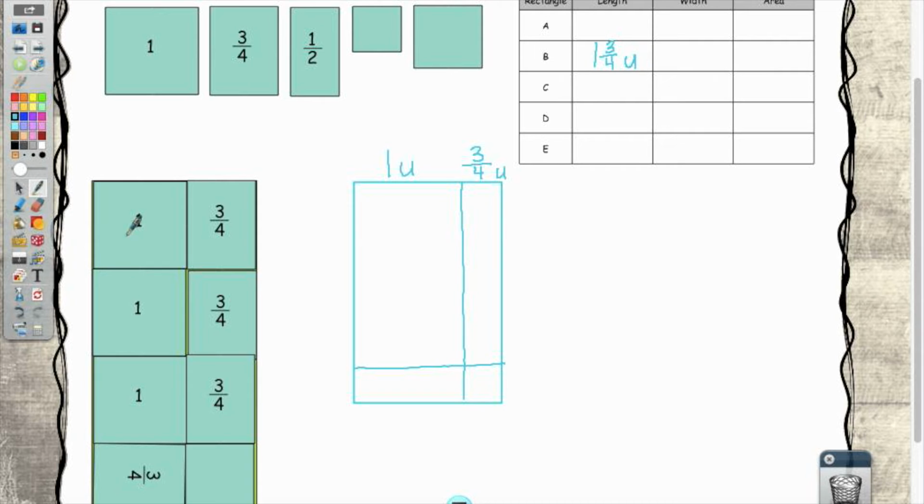Now what do I have here along the width? 3 and 3/4. So let's go ahead and put that on the width. And then we'll figure this out. Okay, so multiply 3 times 1, 3 units squared, because it's the area of this rectangle. 3 times 3/4. Let's write that down.